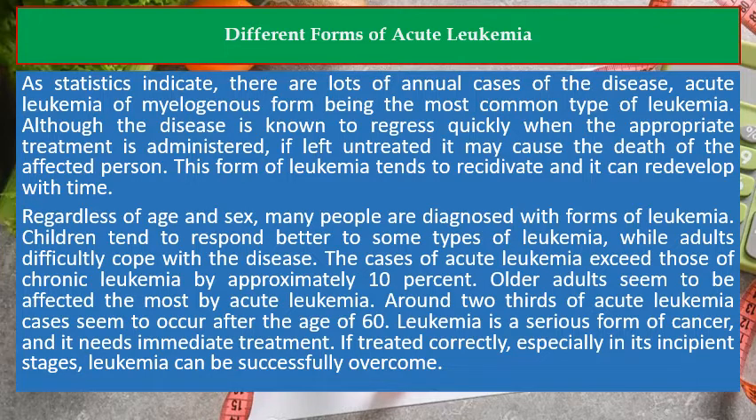Leukemia is a serious form of cancer, and it needs immediate treatment. If treated correctly, especially in its incipient stages, leukemia can be successfully overcome.